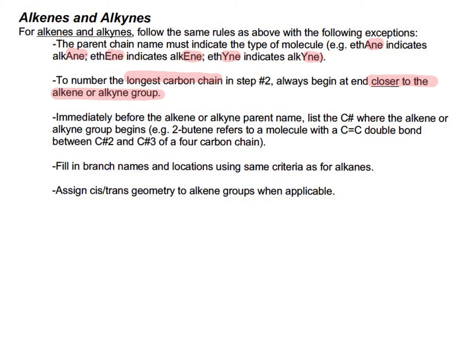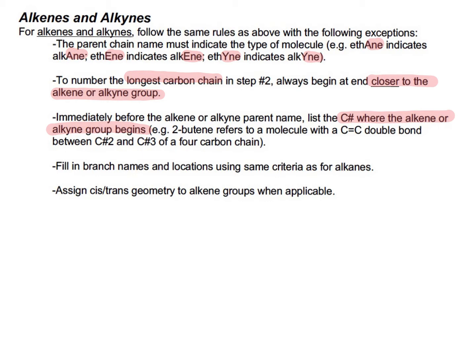You want to put that alkene or alkyne group as close to the end of the longest chain as possible. And then make sure that you're listing where the alkene or alkyne, in our case an alkyne group for this video, is located. In other words, if you number the longest carbon chain starting at the end closer to the alkyne group, and the alkyne starts at carbon 4 and ends at carbon 5, you would call that 4-dash-whatever the alkyne parent name was. So 4-decyne as the name of the molecule.